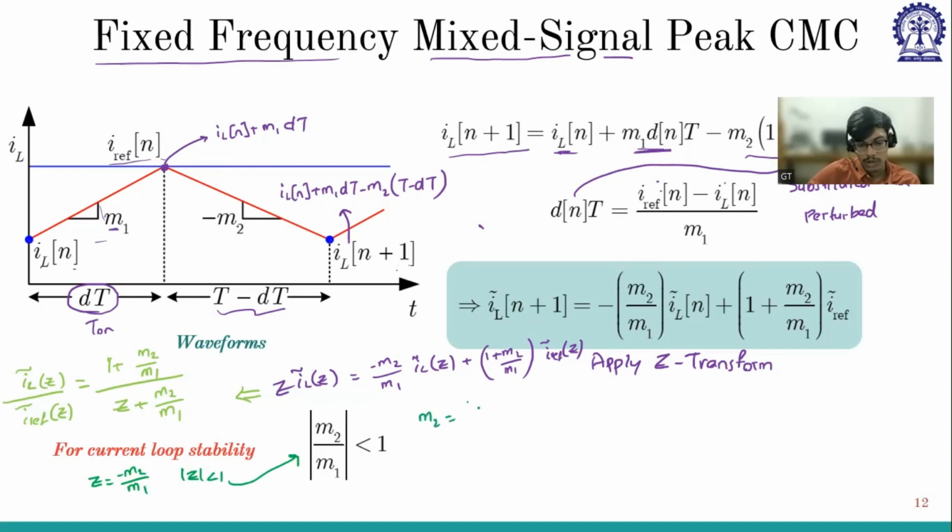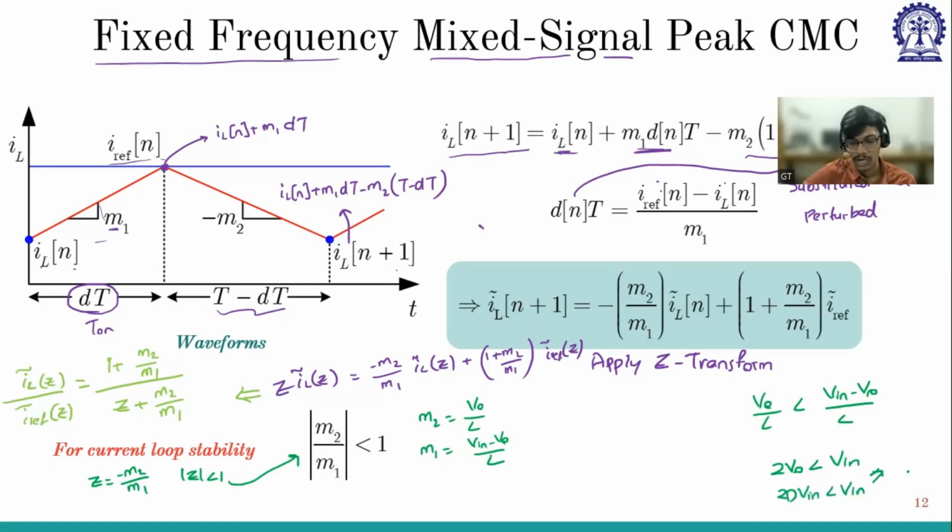M2 is V0 by L. And what is m1? M1 is V in minus V0 by L. So if I apply, what shall I get? I'll get actually V0 by L on the LHS side and V in minus V0 on the RHS side. So I will get 2 V0 is less than V in. V0 is 2 into D into V in, which is less than V in.